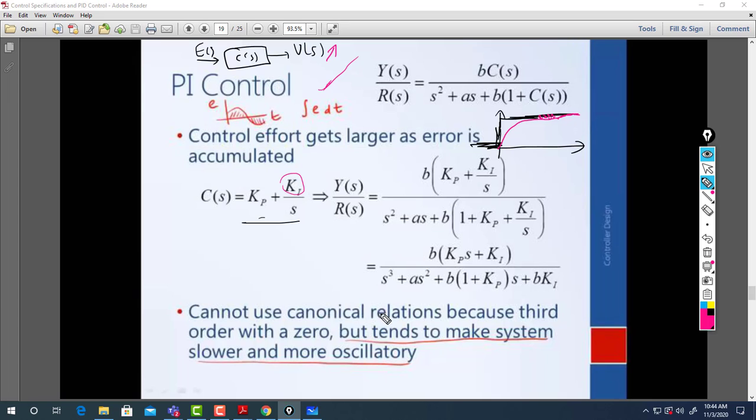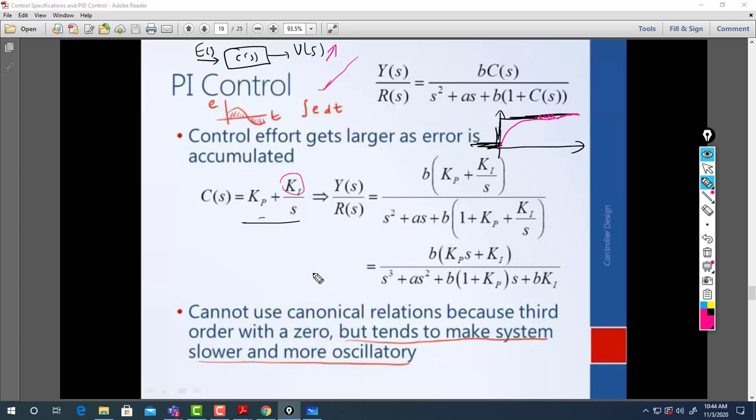But it still says that it tends to make the system slower and more oscillatory. We can know that the integral term contributes to the stability in a sense that it may become unstable. So that's why it gives more oscillation. Adding the integral term will lead to more oscillation and make the system slower. Okay, the derivative term improves the stability and makes the system faster.